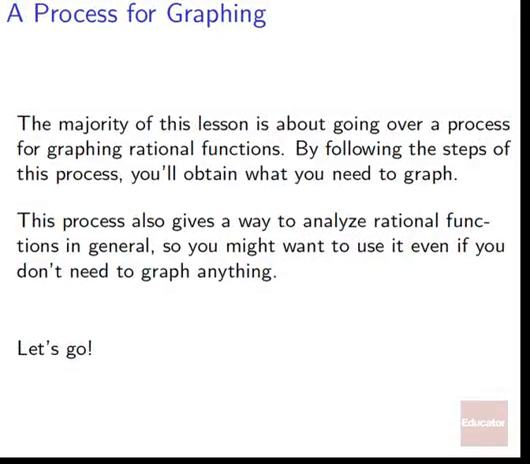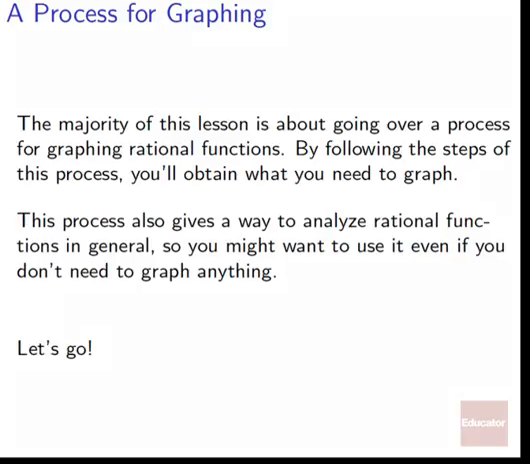The majority of this lesson is going to be about a process for graphing rational functions. By following the steps of this process, you'll get all the information that you need to make a good graph. This process also gives you a way to analyze rational functions in general, though. So it's not something that you can only use when you want to graph a function. If you just want to look at a rational function and get a good idea of how it works, you might find this process useful. So you might use it even if you don't need to graph anything.